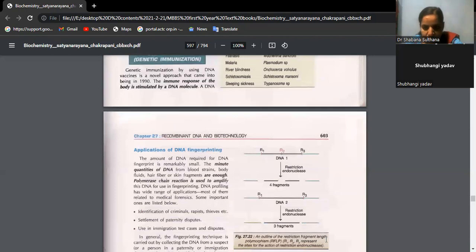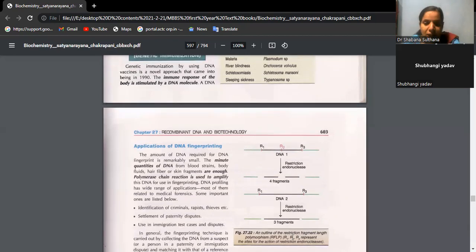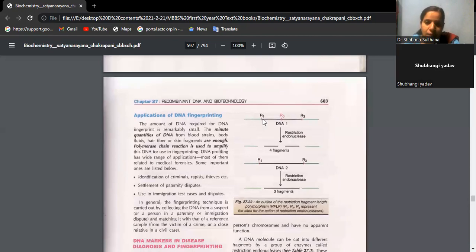See here, an outline of restriction fragment length polymorphism. You have R1, R2, R3. This is one DNA. You are making use of restriction endonuclease, and this DNA 1 is now cut into 4 fragments. R2 you have selected and it is being removed, and the remaining R1 and R3 are just pasted back. Initially it is called DNA 1, now it is DNA 2. Again you are making use of restriction endonuclease, cutting into fragments and choosing whatever part of DNA you are trying to study. So that is restriction fragment length polymorphism.